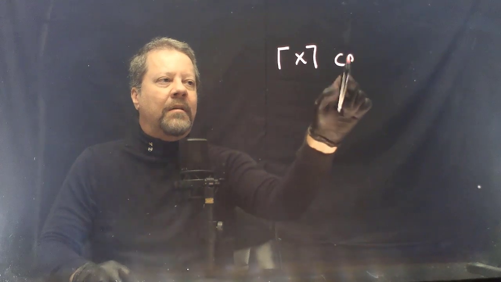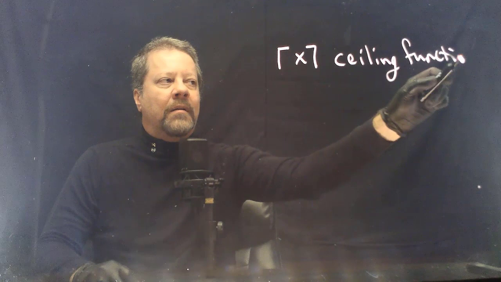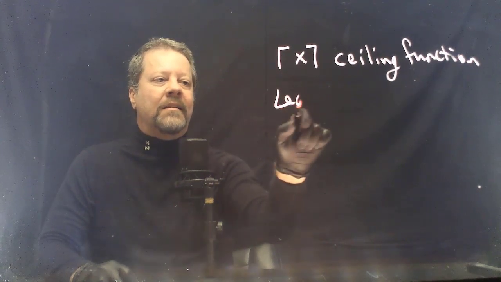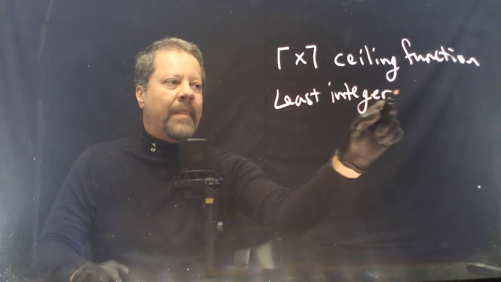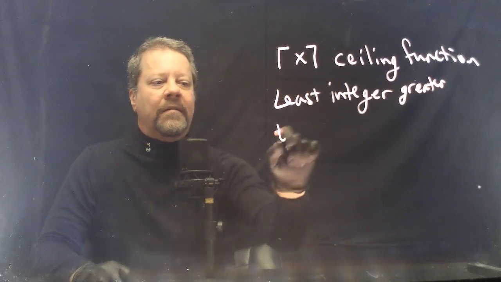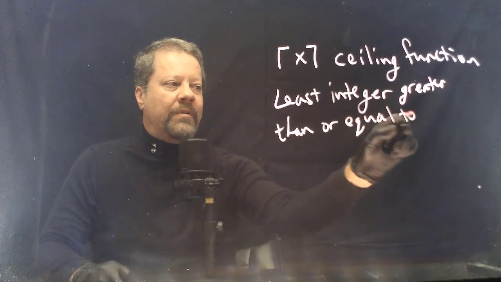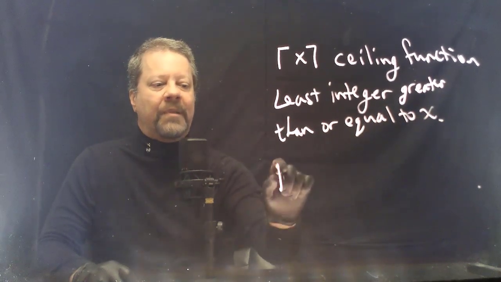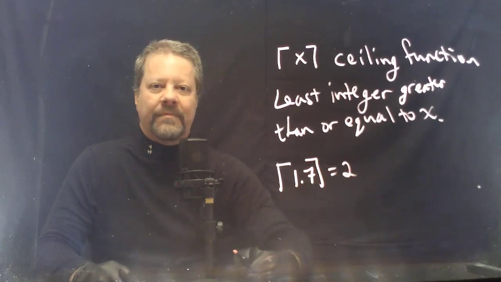You might have guessed that since there's a floor function, there's also a ceiling function. It's the least integer, the smallest integer, greater than or equal to x. So, for instance, if I plug 1.7 into the ceiling function, it'll output 2.